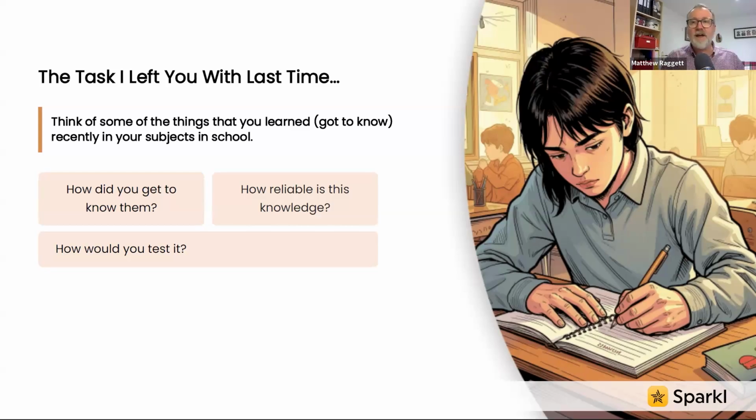So how reliable are our sources of knowledge? That's what I asked you to think about. And how would you test that? I mean, it's unrealistic, isn't it, to think that we can actually go and test every single thing that we're learning. But where are we happy to take people's word for it? Where are we happy to read something about it? And where do we actually want to go and do the tests ourselves?